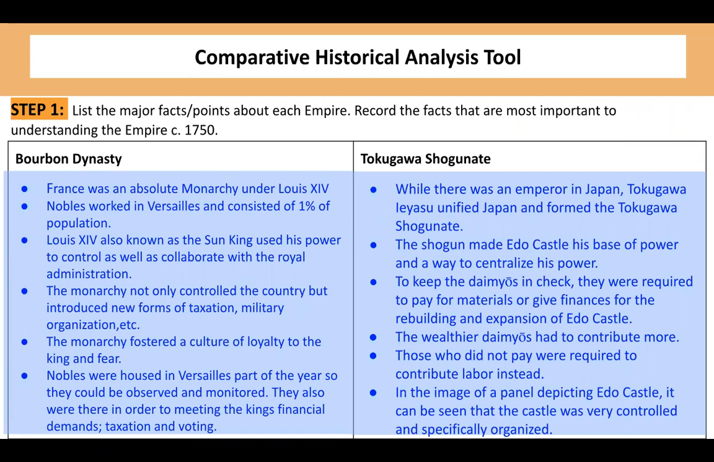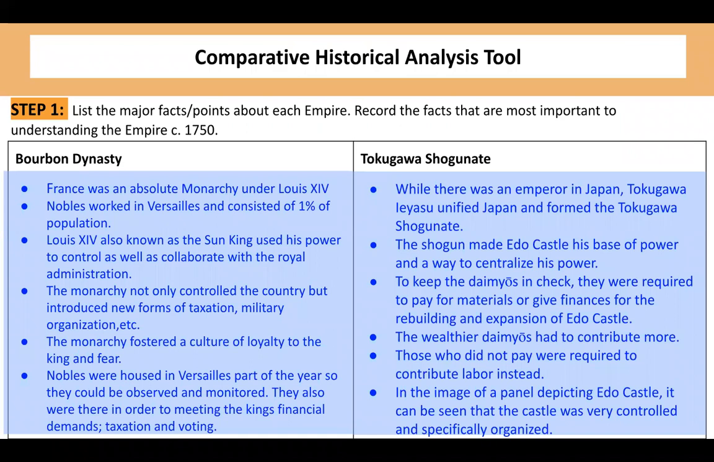The monarchy also seemed to have fostered a culture of loyalty to the king and a culture of fear as well. And we also saw that nobles were housed in Versailles for part of the year so that they could be observed and monitored. They were also there to meet with the king and to basically be part of Versailles itself. Another outside knowledge that we know too is that everything around the nobles' lives revolved around what the king wanted. So everything had to revolve around how to dress, court etiquette, what you should be like and what you should do. Everything was based on Versailles, which gave the king a lot of control.